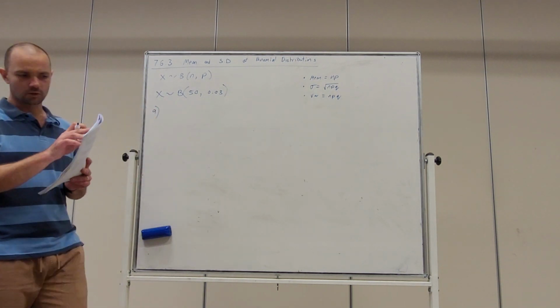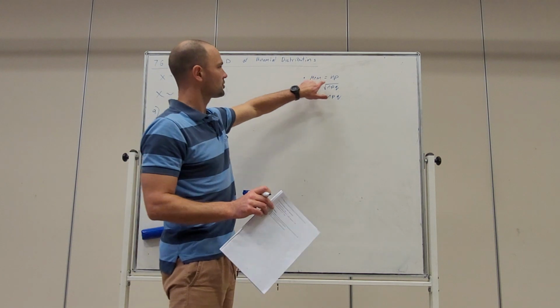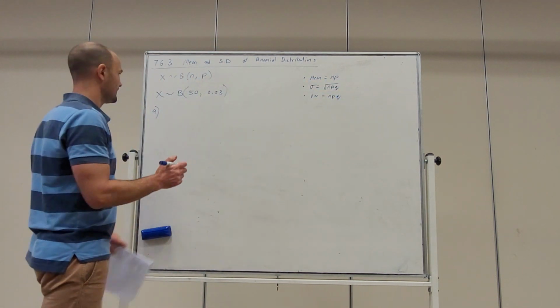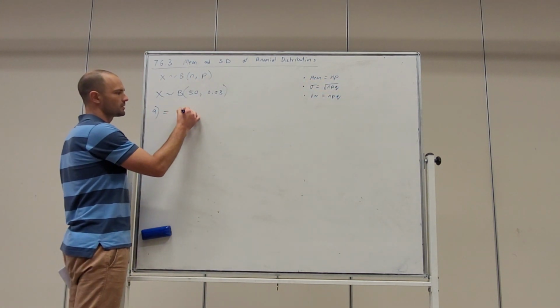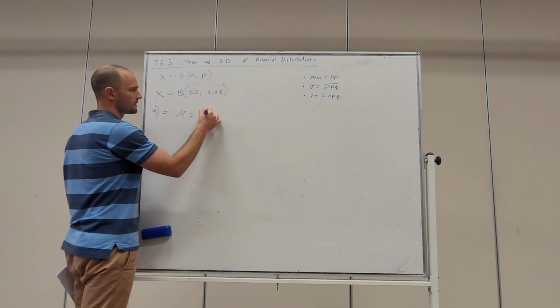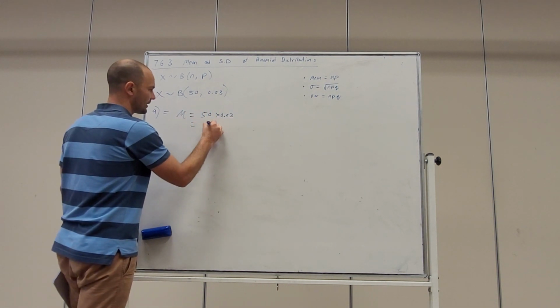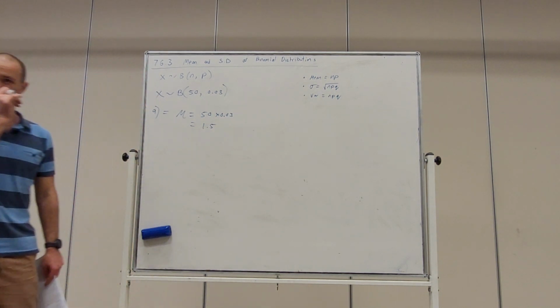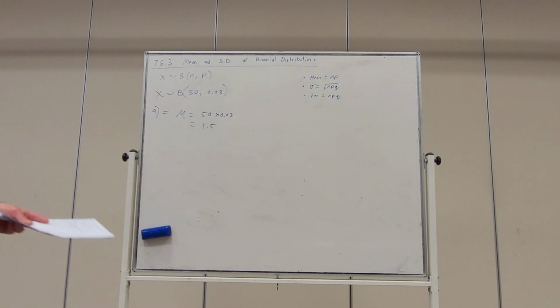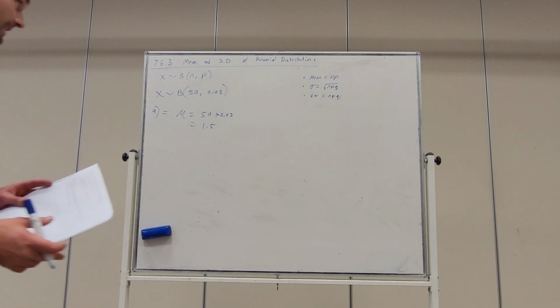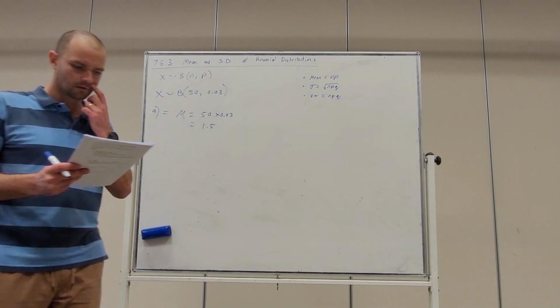Okay, so let's look at those 3 dot points. The mean is just equal to N times P. All right, so the mean is 50 times 0.03. We evaluate that, we get 1.5. So on average, we have 1.5 defective matches per box.